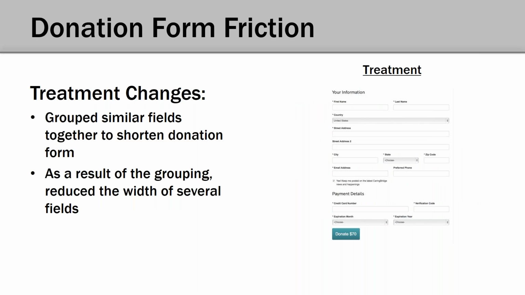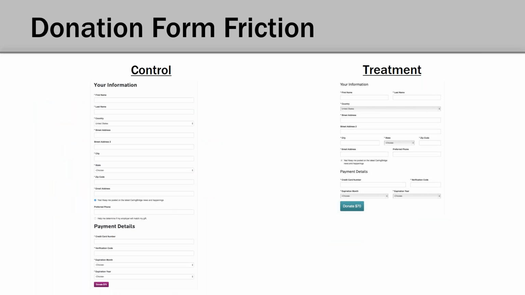So you can see now in this treatment, first name is next to last name, city, state, and zip is on the same line. Email address and phone number are grouped together, payment information is grouped together. So when you look at them side by side, control and treatment, you can see that the treatment looks like it requires less work. Even though they require the same amount of data fields to complete the donation, the perception here is that less is required.